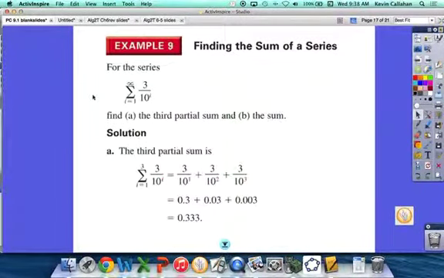Okay, so what we call the nth partial sum means the sum of that many terms. The third partial sum means the sum of the first 3 terms. Right? Here's the infinite series that we're dealing with right here. So it just means plug in from 1 to 3 terms. And since it's so simple, it's 3 over 10, 3 over 100, 3 over 1,000. That's 0.3 plus 0.03 plus 0.003, 0.333. Just add them up.